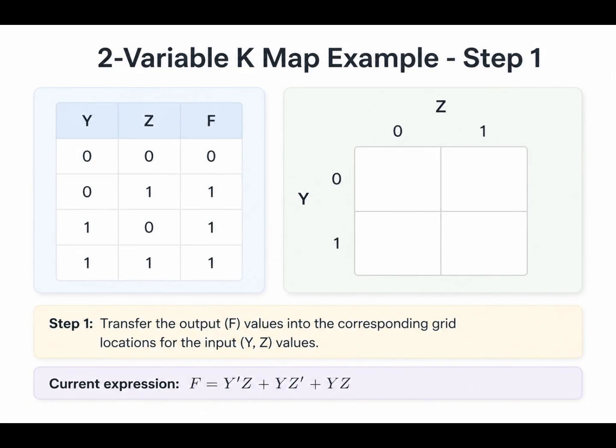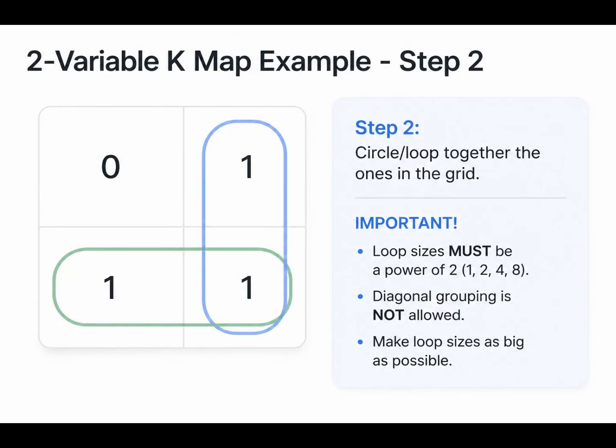Let us walk through a 2-variable example. Step 1 is simply transferring the output values, f, from our truth table directly into the corresponding cells of our K-map grid. Right now, our unsimplified Boolean expression has 3 terms. Step 2 is where the magic happens.